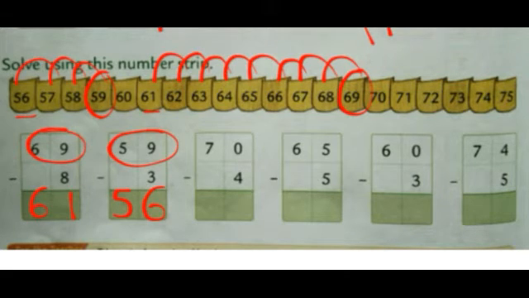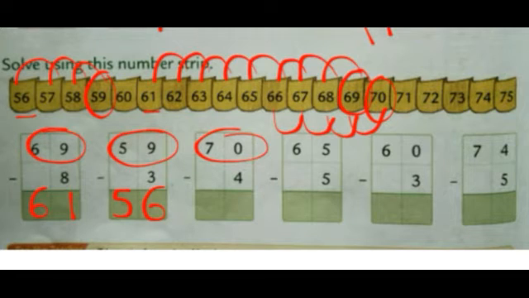First mark 70, because 70 is the bigger number on the number strip here. How much do we have to go back? 4 places, starting from 70. 1, 2, 3, 4. We got 66. So write 66 here. See? This is the way I use a number strip to subtract.